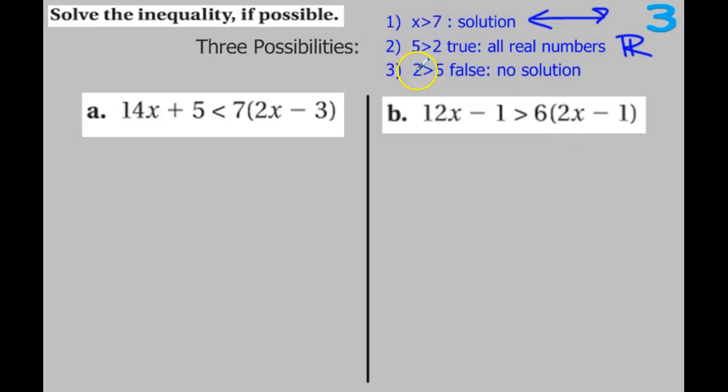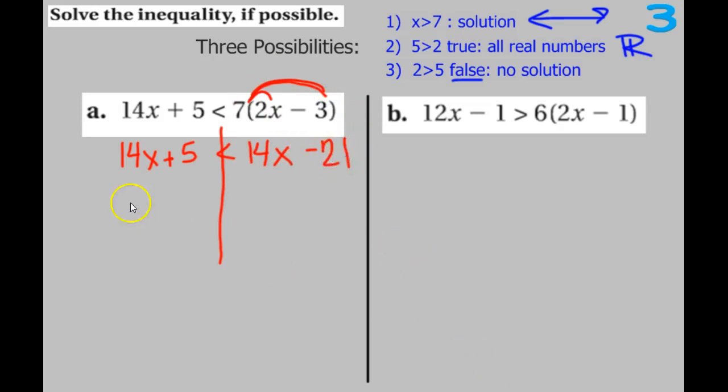What if we get something like 2 is greater than 5? Well, that's false. So your answer is no solution. You can't solve it. So let's take a look here. This side is just 14x plus 5. This side we need to distribute. 7 times 2x is 14x. 7 times negative 3 is negative 21.